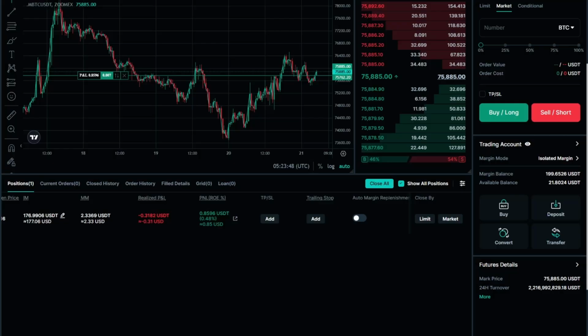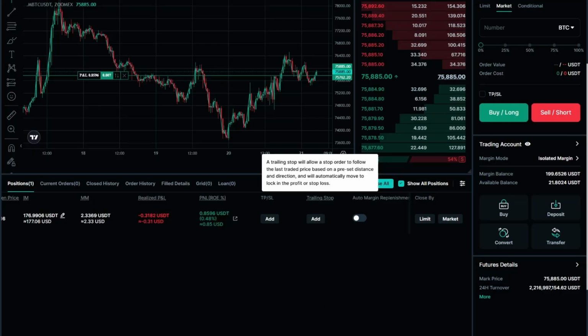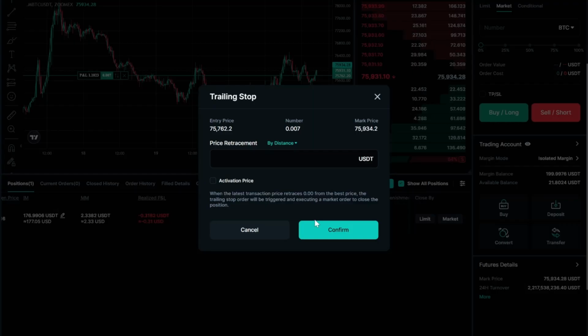Next, if we wanted to add a trailing stop loss, under trailing stop, we would click add. A trailing stop loss is a type of stop loss that automatically moves with the price as your trade becomes more profitable. Instead of setting a fixed stop loss, it trails behind the price by a set amount or percentage, locking in profits as the market moves in your favor.